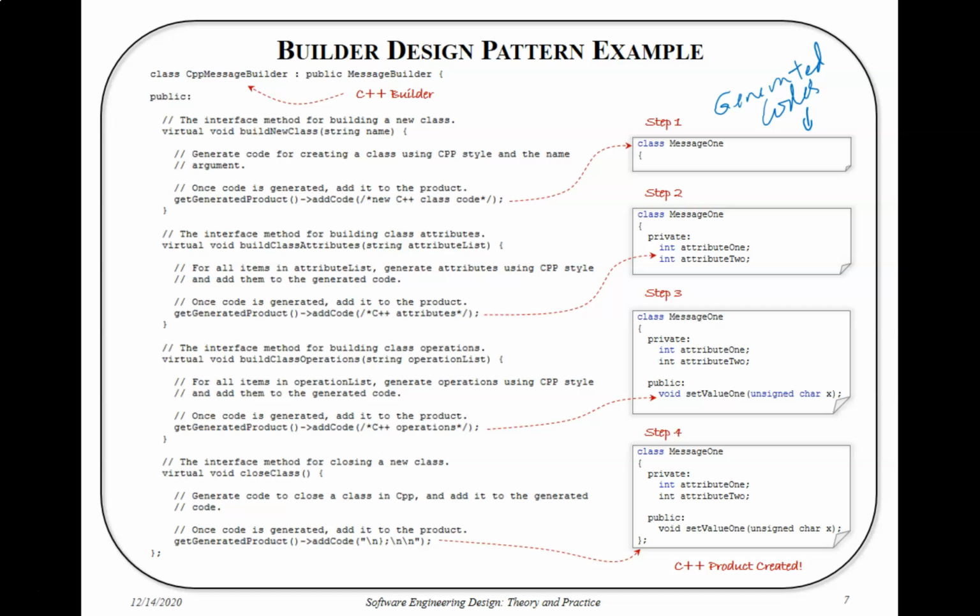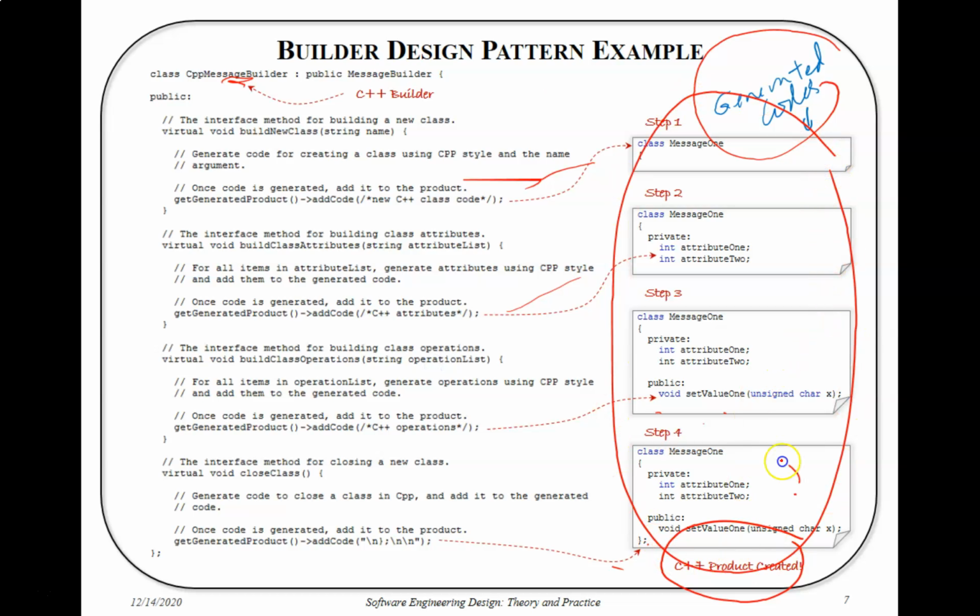If you see here, this is the CPP message builder as an example, where the CPP builder will generate the C++ code. So these are the steps in the code: generate to add code, then the class name, then generate the attributes, generate the operations, and finally close the class. So the final version of the generated code is here. That is done by the CPP builder by implementing all the steps defined in the message builder class.